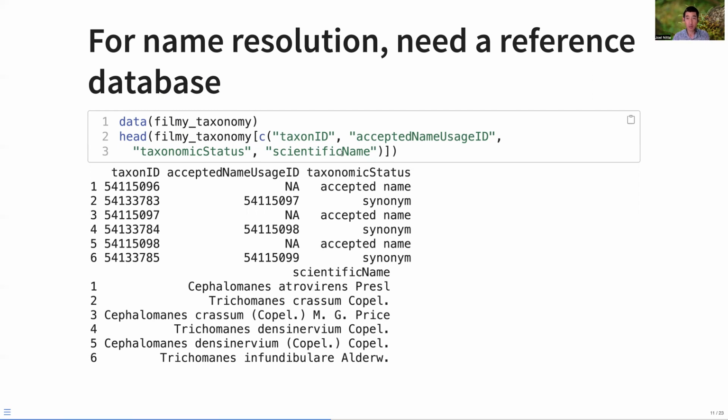And this is what those data look like. So this is just showing a few of the columns. We have taxonID, a unique identifier for each row. You see here we have the scientific name, and then also the taxonomic status of those names, right? So it could either be an accepted name or a synonym. And if it's a synonym, we see in the acceptedNameUsageID column that this value is mapping to the taxonID of the accepted name. So that's really important. That's how we can go from synonym to accepted name.